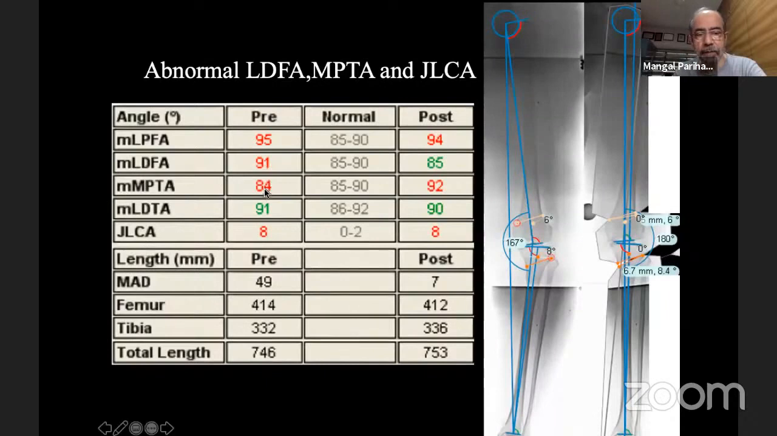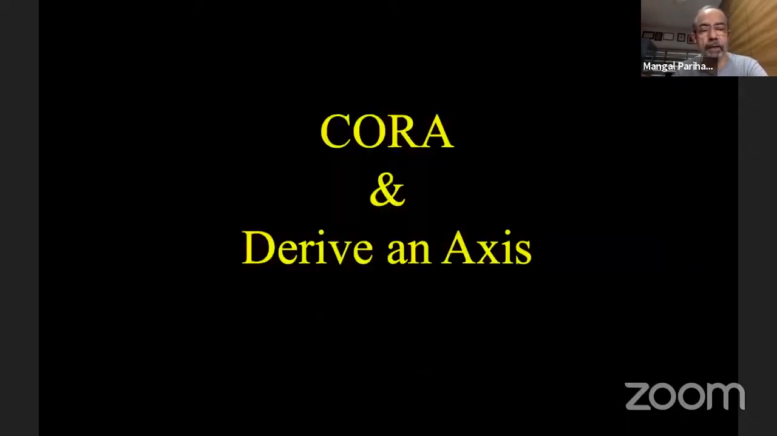abnormal LDFA, abnormal MPTA, huge JLCA, 8 degrees. When you see the calculations in later webinars, there will be a lot of discussion on this. What do we do about that soft tissue component? Do we include that in the correction? Do we not include that? But only if you do a full length X-ray and realize exactly what the angles are, can you sit and think about what we are to do about that.